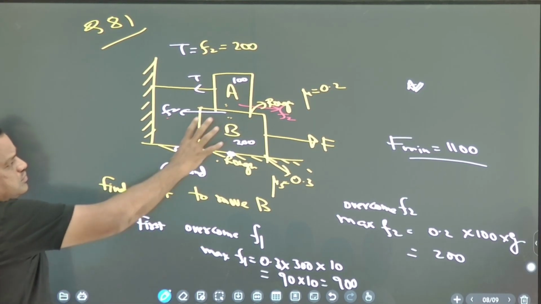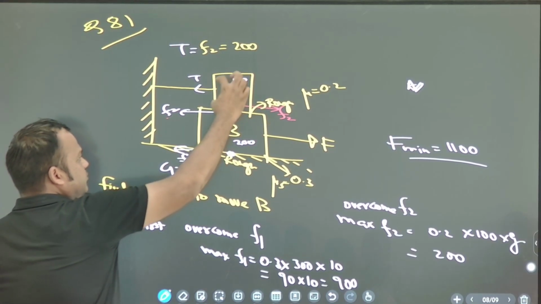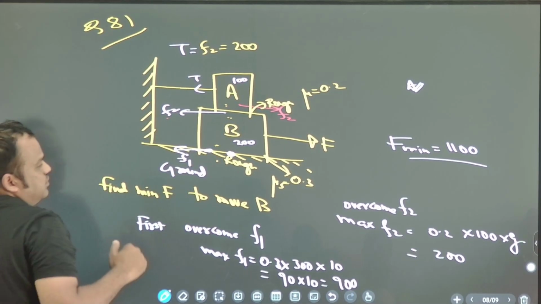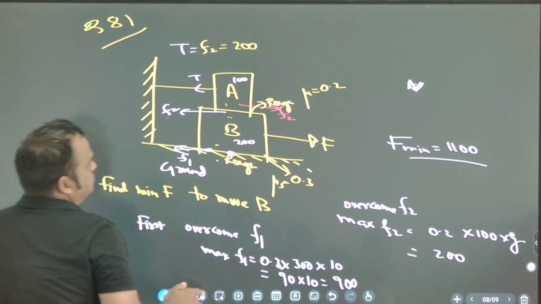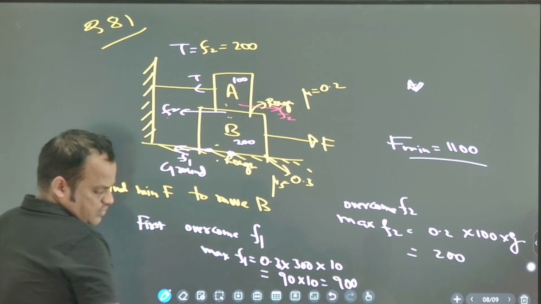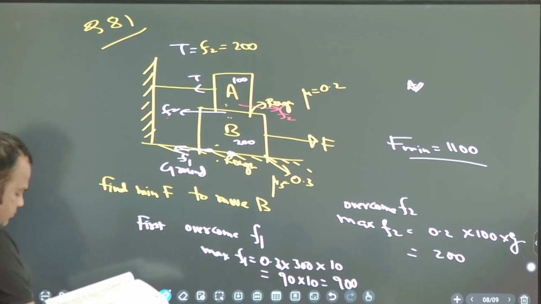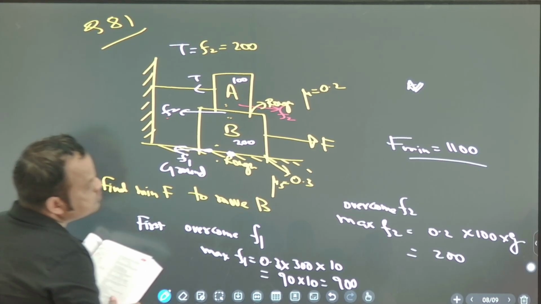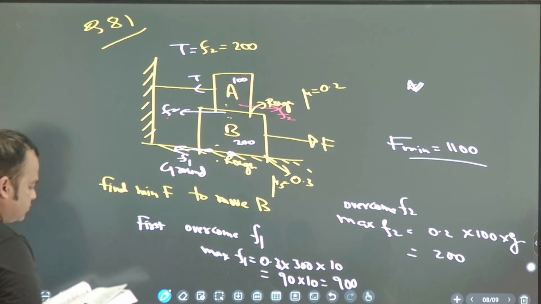Are you getting? B is going right side with respect to A. So A exerts friction on B left side. So B exerts friction on A right side. Okay, clear? Yes, tell me, what is your doubt? What is the answer? Correct, C option.